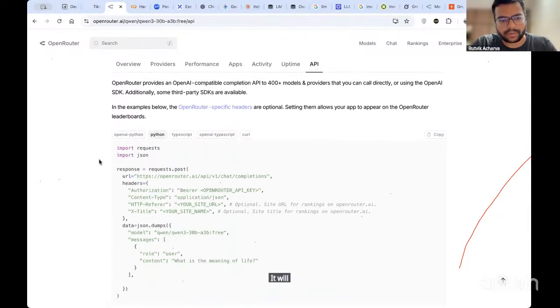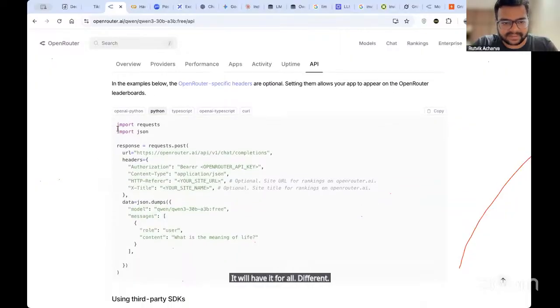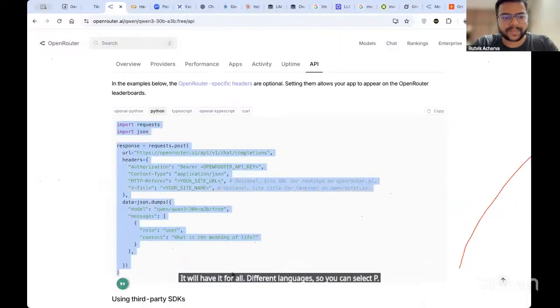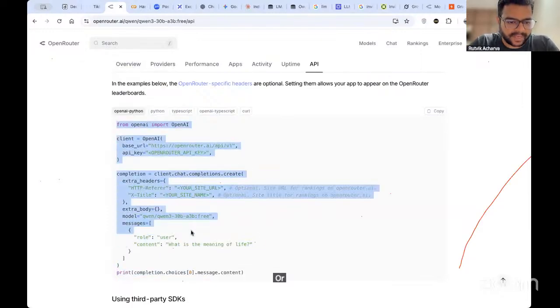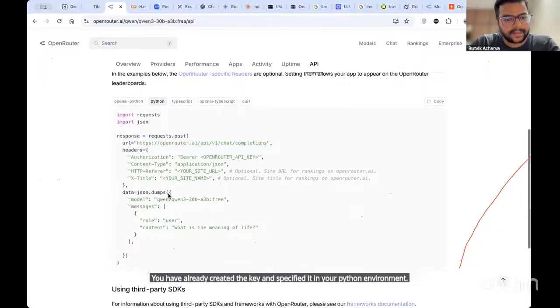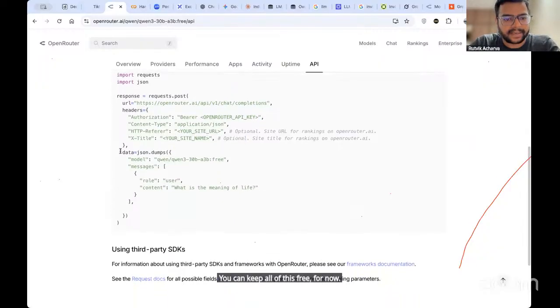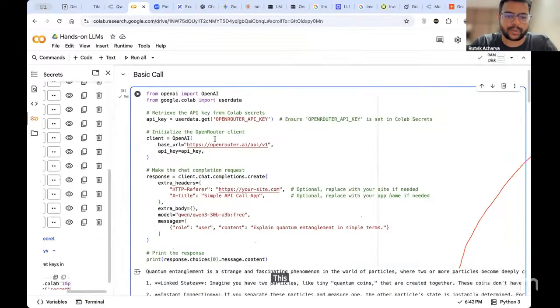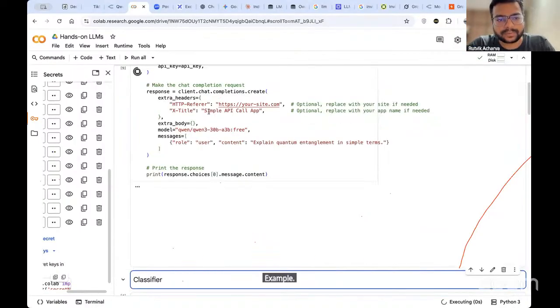It will have it for all different languages. So you can select Python, or you can use OpenAI, whatever you want. But essentially, this is the URL that you will hit. You have already created the key and specified it in your Python environment. You can keep all of this free for now. And you are telling the model that this is the model that you want to hit. Who are you? You are a user and you are asking what is the meaning of life. This is exactly what I'm doing over here. I've taken exactly that example and I'm going to make a call.